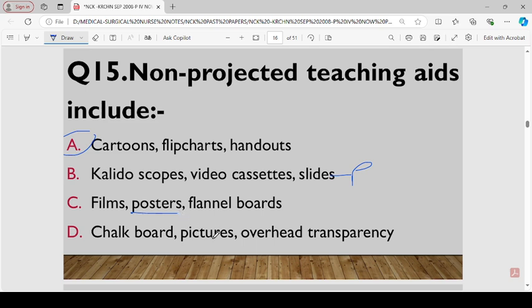Chalkboard, pictures, they're okay, but what about overhead transparency? Projected aids include overhead transparency, that is the use of a projector, the kaleidoscope, the films, the video cassettes, the slides, and so on and so forth, right?